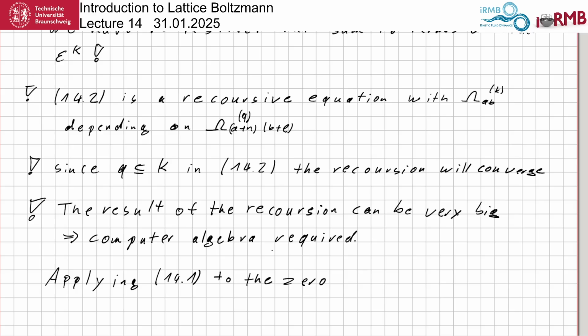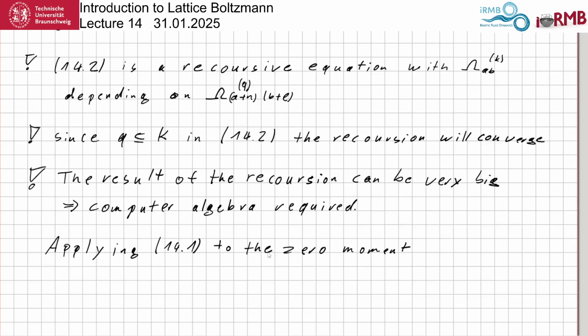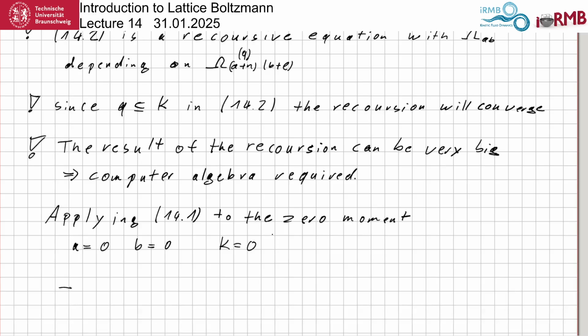So let's actually do this. It's not important who invented it. Let's just do it. Okay. Applying 14.1 to the zero moment. So to the zero moment means we say that A is equal to 0 and B is equal to 0. And now we also have to choose our K, and let's start with K also being equal to 0. So if we do this, we get something pretty simple, omega 0, 0 at 0 order.